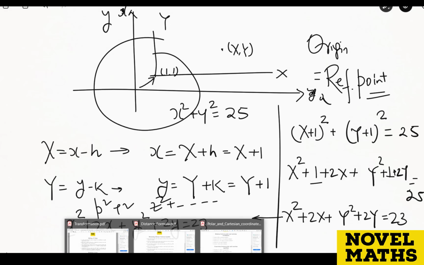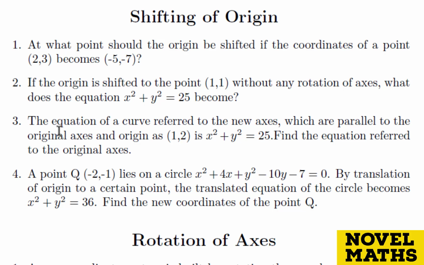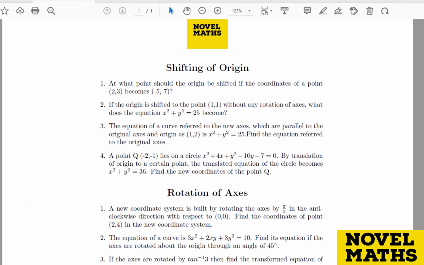Moving to the third question. It says the equation of a curve refers to the new axes which are parallel to the original axes and the origin is at (1, 2). So the origin is already shifted, and the equation is x square plus y square is 25. This means the equation is given in the new coordinate system which has origin (1, 2). So find the equation referred to the original axes. The original axes are the default axes with 0 as origin.